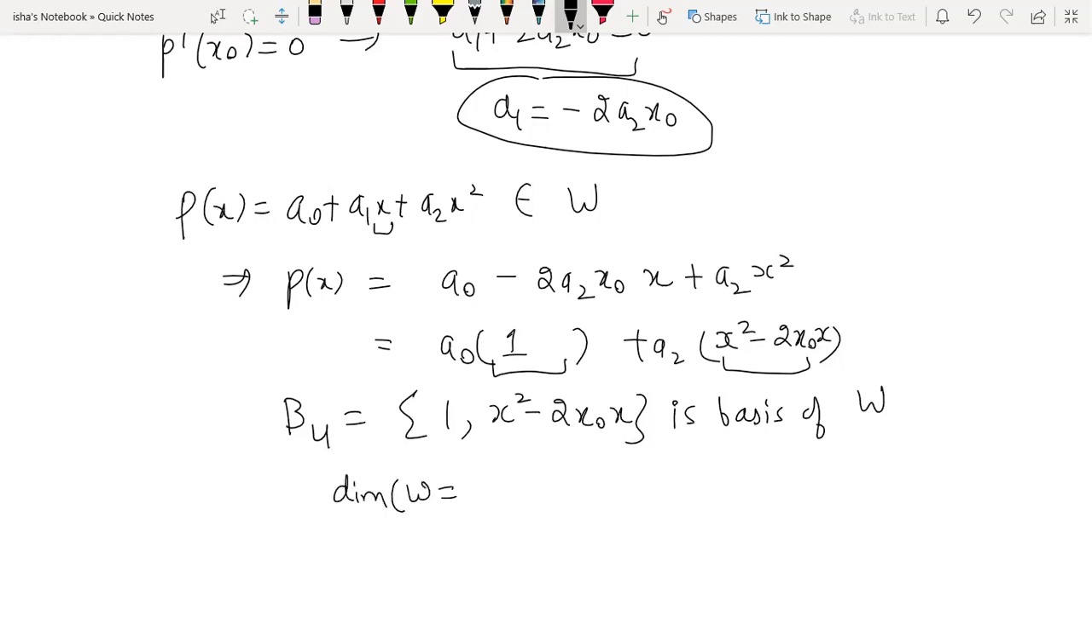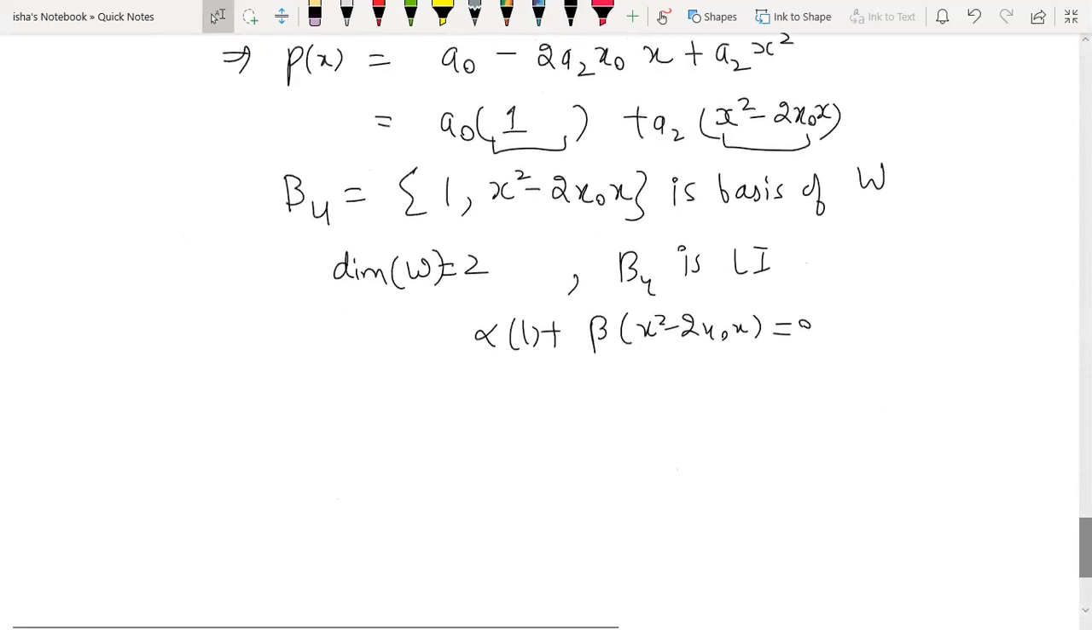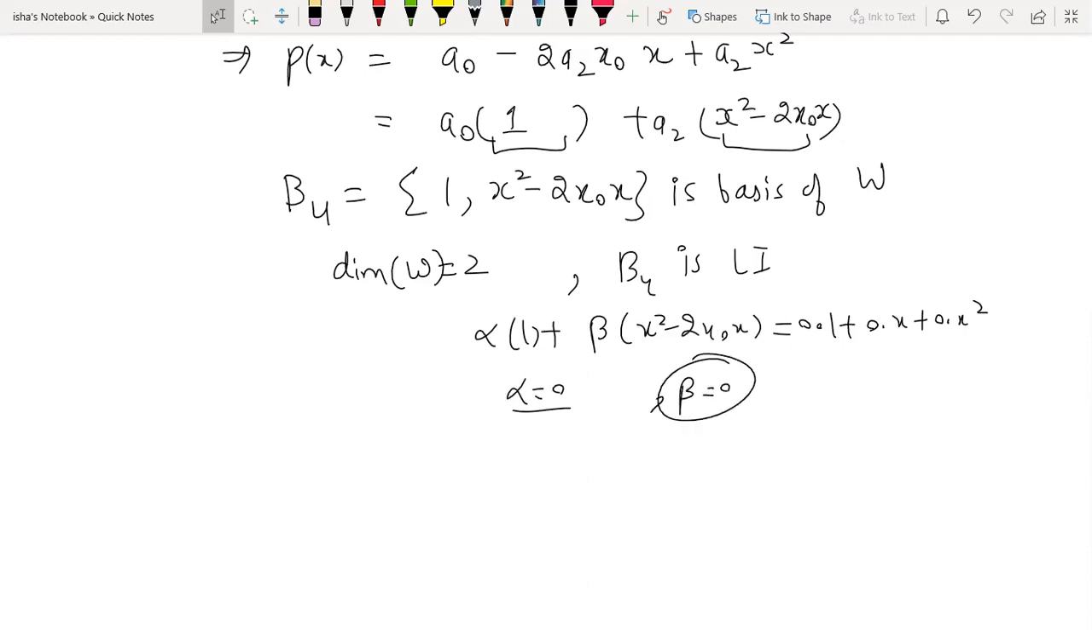So the dimension of W is 2, because there are two elements here, right? And what is left is to show that B4 is linearly independent. Again, you can show alpha times 1 plus beta times (x square minus 2 x naught x) is equal to 0. I'm just showing you linear independence. If you show this, you'll straightforwardly get 0 into 1 plus 0 into x plus 0 into x square, because this side you have a quadratic polynomial. So you'll straight away get alpha 0, and automatically you will get beta 0 also. It's easy to see. So yes, this is the basis, therefore the dimension is this.